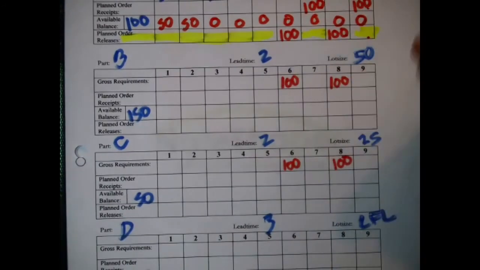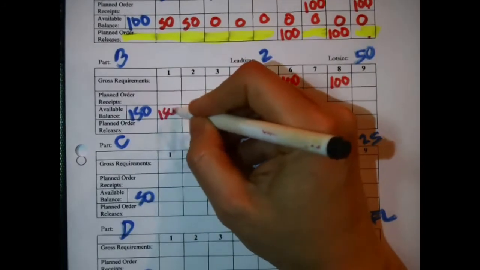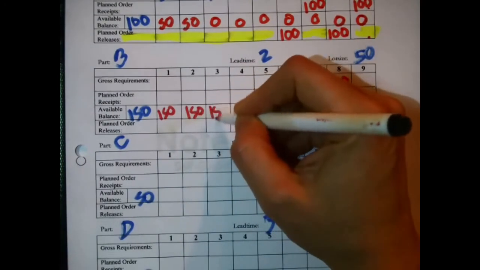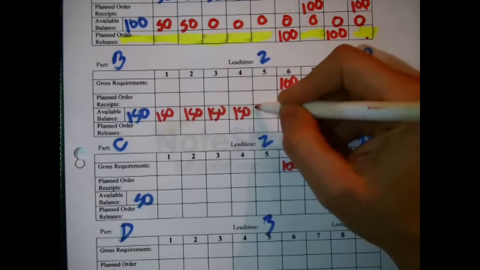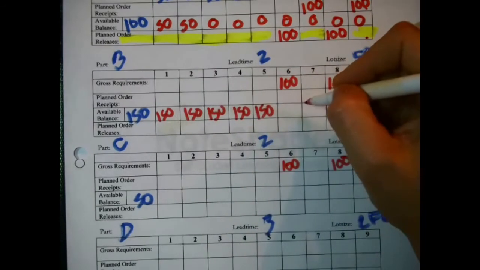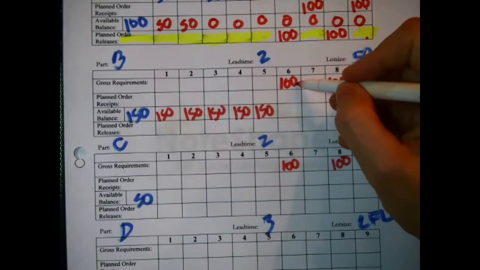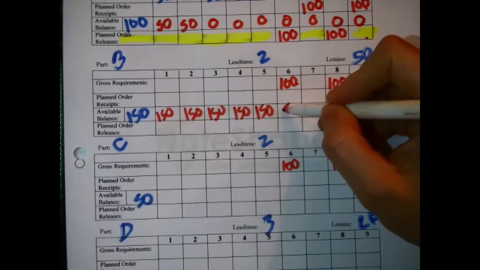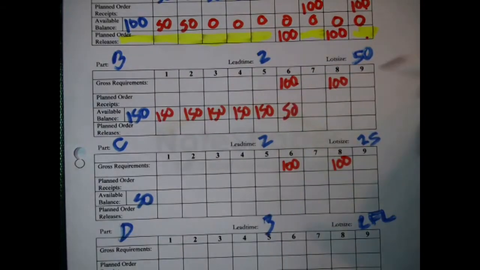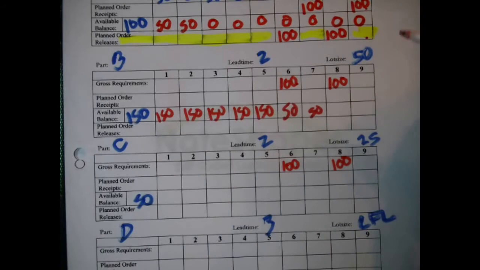Okay, so with B, there's now nothing going on. We're carrying this 150 in stock for the whole first half of the horizon, of which then we do need 100 in the 6th week. We're going to use it up. That will knock on-hand inventory down to 50. So we'll carry that 50 into the 8th week where we do need 100.